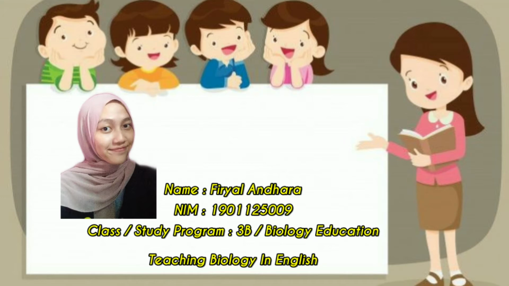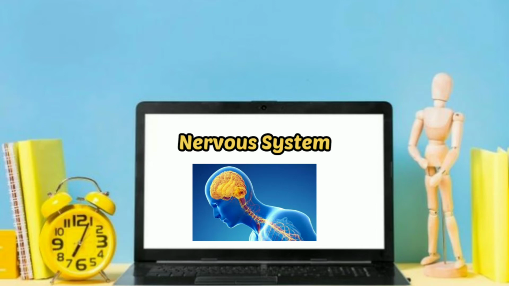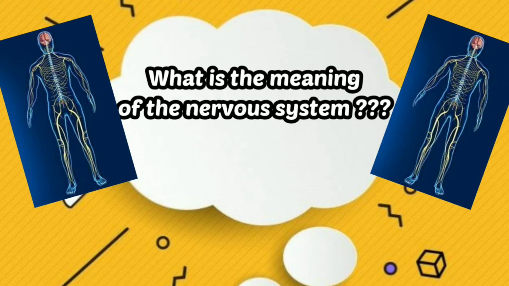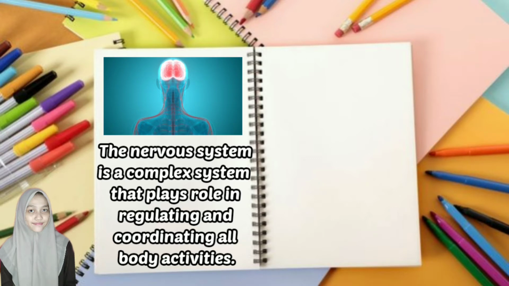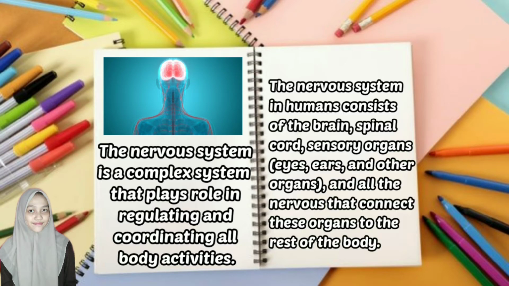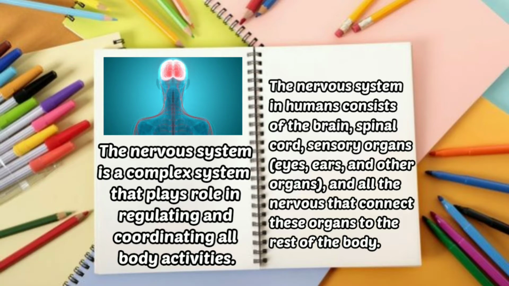I will explain about the nervous system. What is the meaning of the nervous system? The nervous system is a complex system that plays a role in regulating and coordinating all body activities. The nervous system in humans consists of the brain, spinal cord, sensory organs, eyes, ears, and other organs, and all the nerves that connect these organs to the rest of the body.